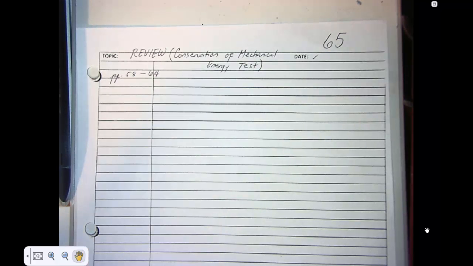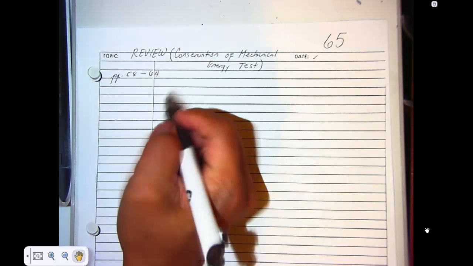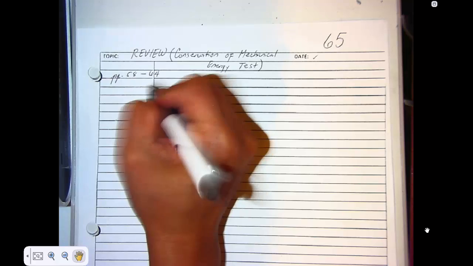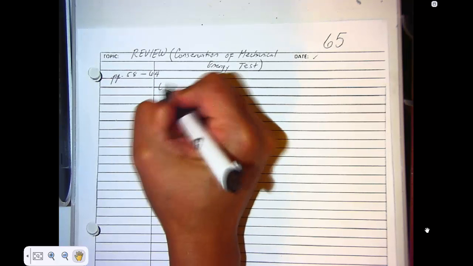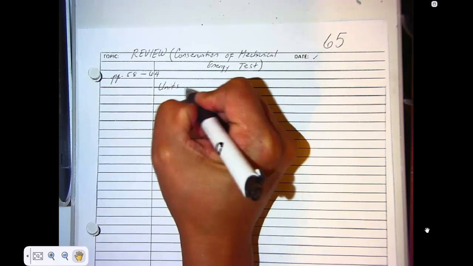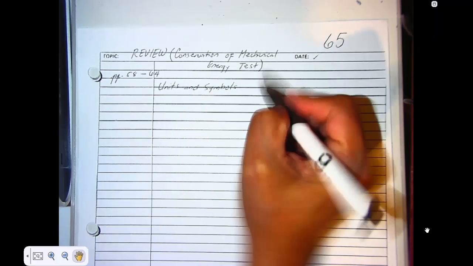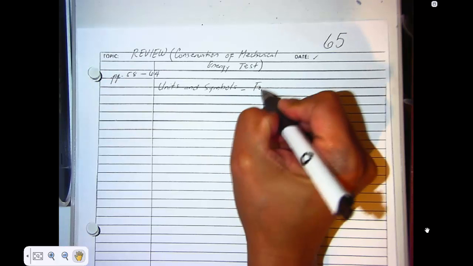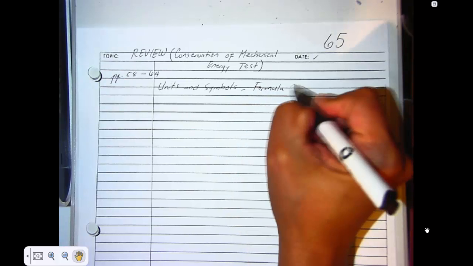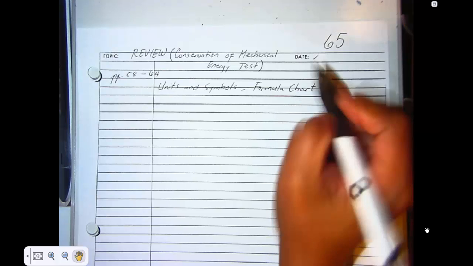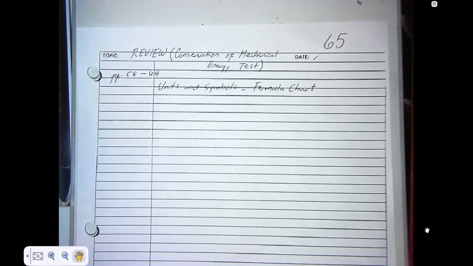Alright, expect on the test the following. Make sure that you know the units and symbols used in this chapter. That means you need to refer to your formula chart. You know, basic symbols like what is KE, what is PE, what is ME. You should be able to know that.